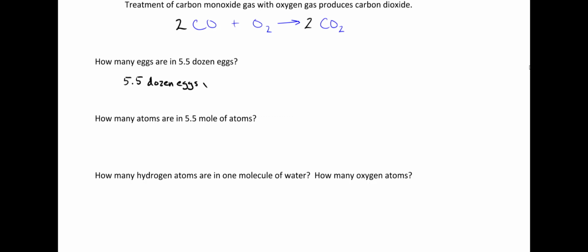To get rid of dozen, we use its definition. So 1 dozen of anything is 12 of that thing. So in the denominator, I'm going to put 1 dozen eggs, and then change that to 12 eggs here. So we see how that works. 1 dozen is replaceable by the number 12. And so if we carry out this calculation, we see that we get 66 eggs. Nothing too surprising there.